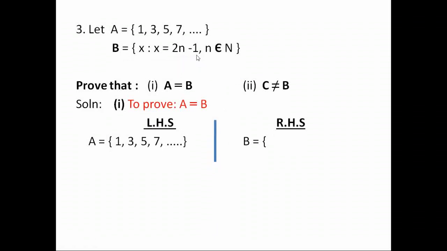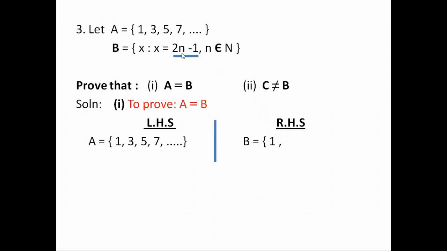So here we have this expression 2n minus 1 for the values of x. So n belongs to natural numbers. Now we can substitute the value of n to be the natural numbers. So let's take the first natural number 1 for n. So 2 into 1 gives you 2. 2 minus 1 will give you 1. So the first element of set B will be 1.